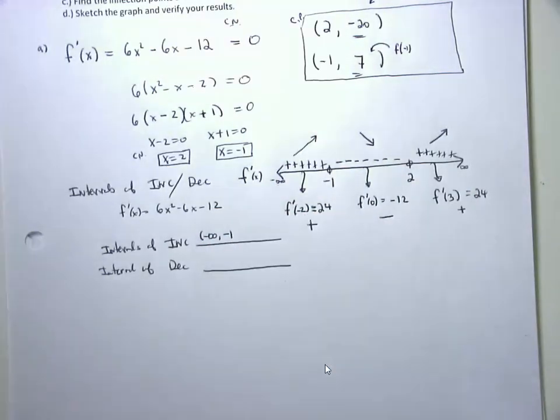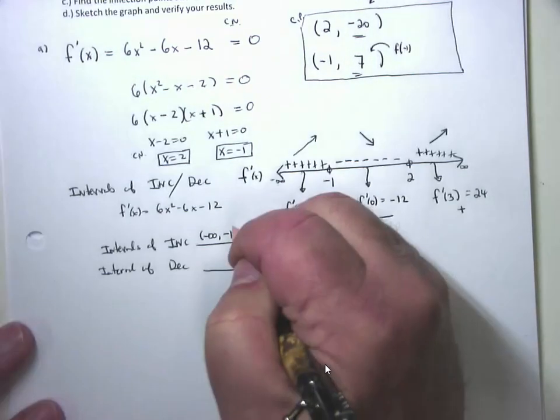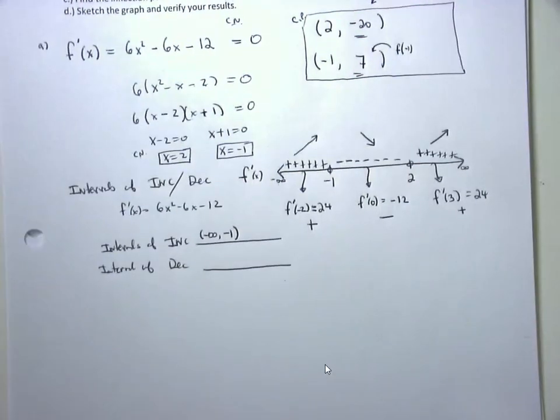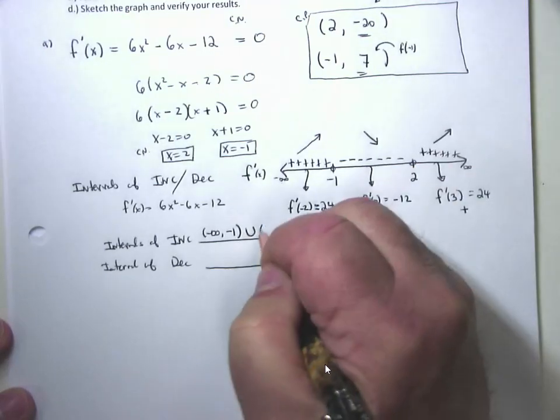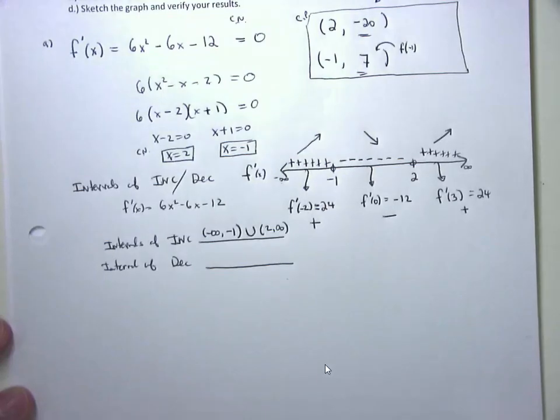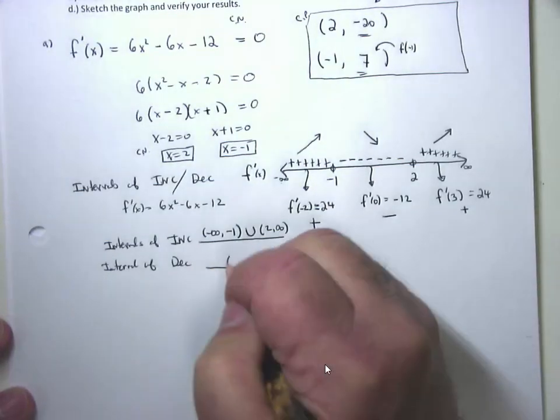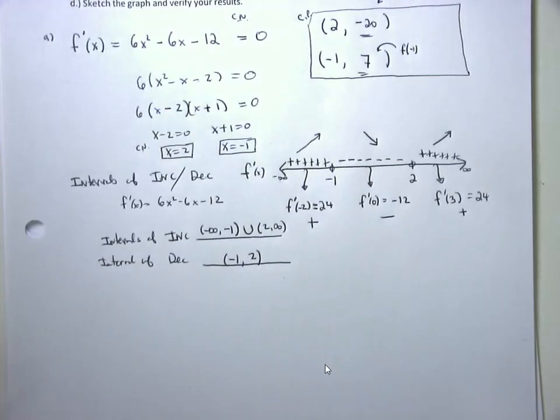Negative 1. Now, when it comes to intervals of increase and decrease, you always use open parentheses, because right at negative 1, you're neither increasing nor are you decreasing, because that's where you actually change, because that's your critical point. So use open parentheses on all endpoints. But wait a minute, keep on going. Union, picking up at 2, going to infinity, I'm still increasing. So it'll be from 2 to infinity. Where is it decreasing at? Between negative 1 and 2. Interval. Notice I use open parentheses for all endpoints. Does that make sense?